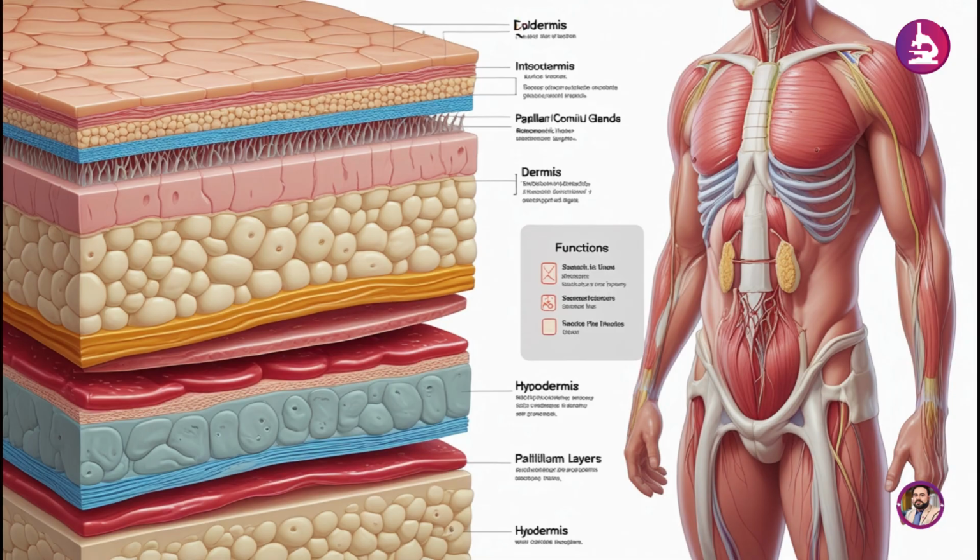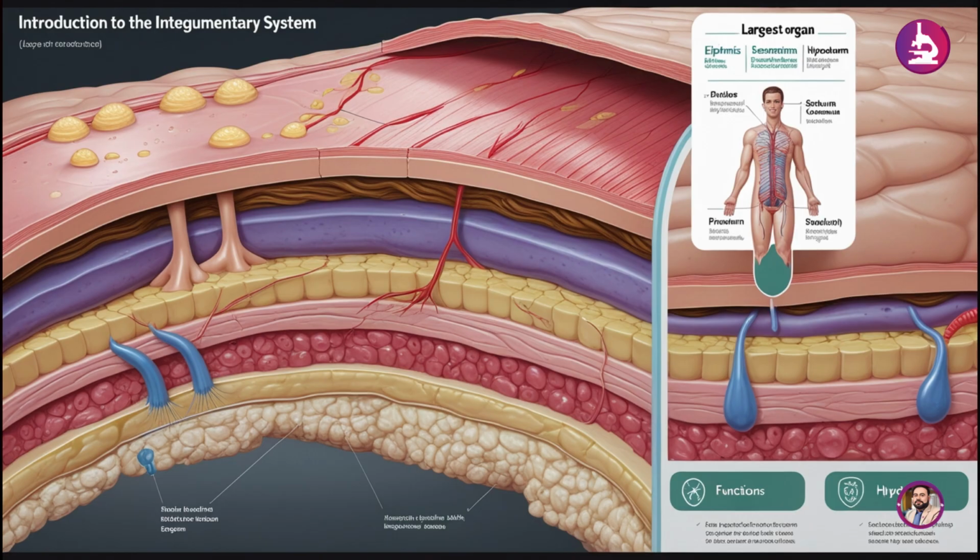Essential functions. Protection, shield against pathogens, UV radiation, and physical trauma. Sensation, contains sensory receptors for touch, pain, and temperature. Thermoregulation, sweat glands cool the body, while blood flow adjustments conserve heat. Synthesis of vitamin D. UV exposure triggers vitamin D production for calcium metabolism. Excretion releases water, salts, and waste through sweat.